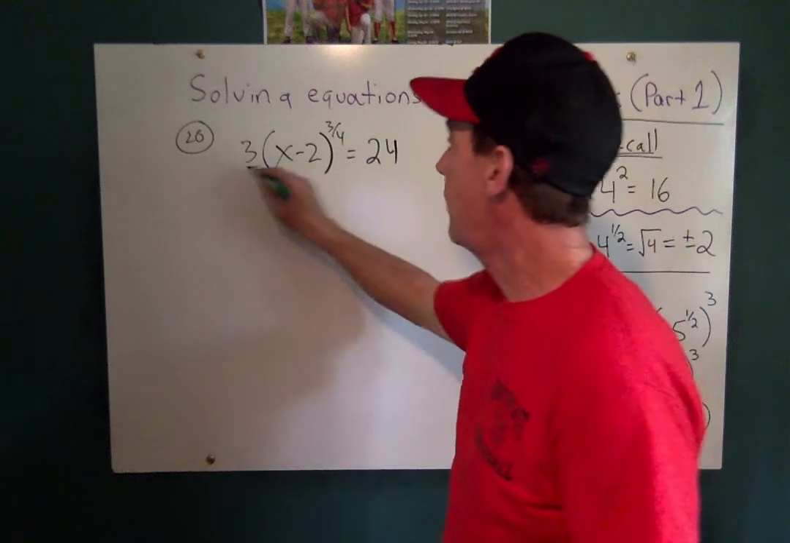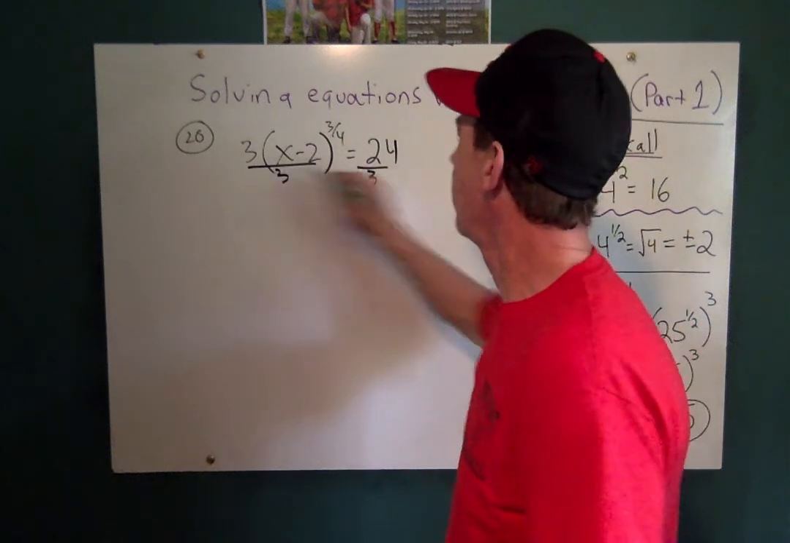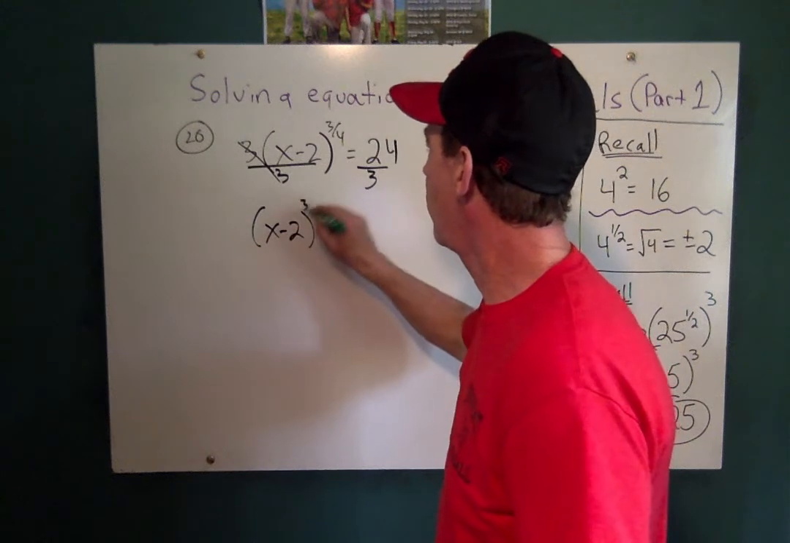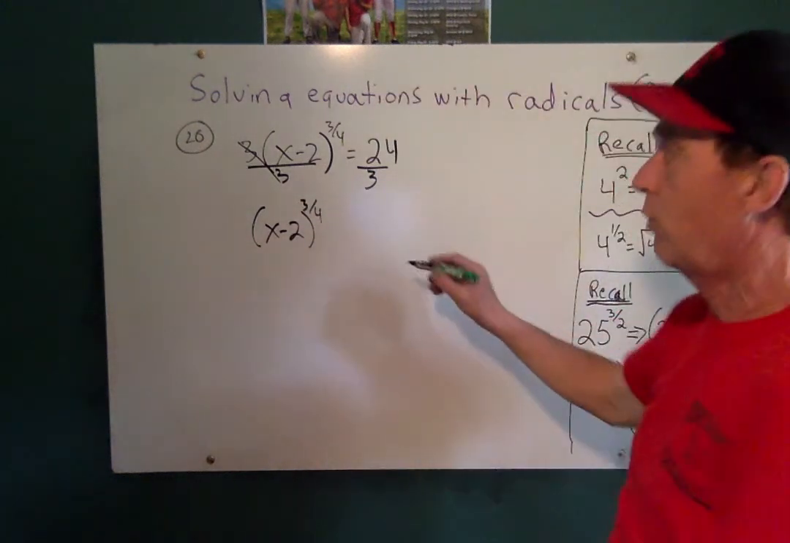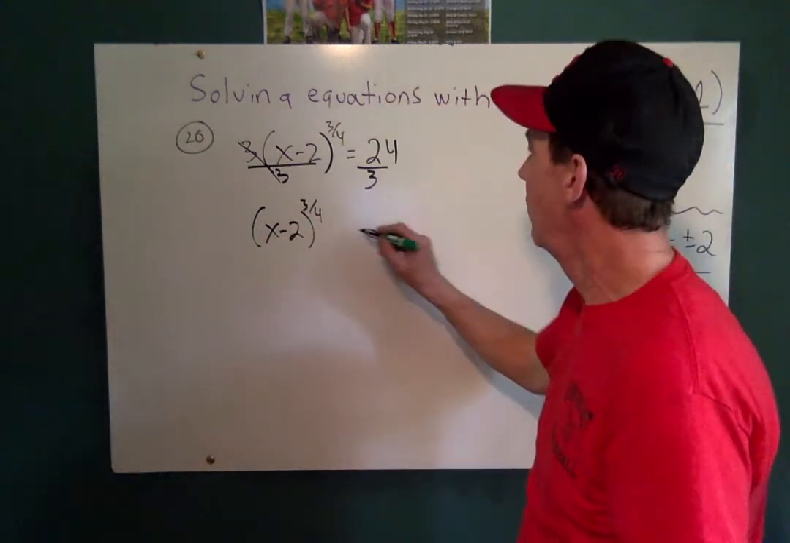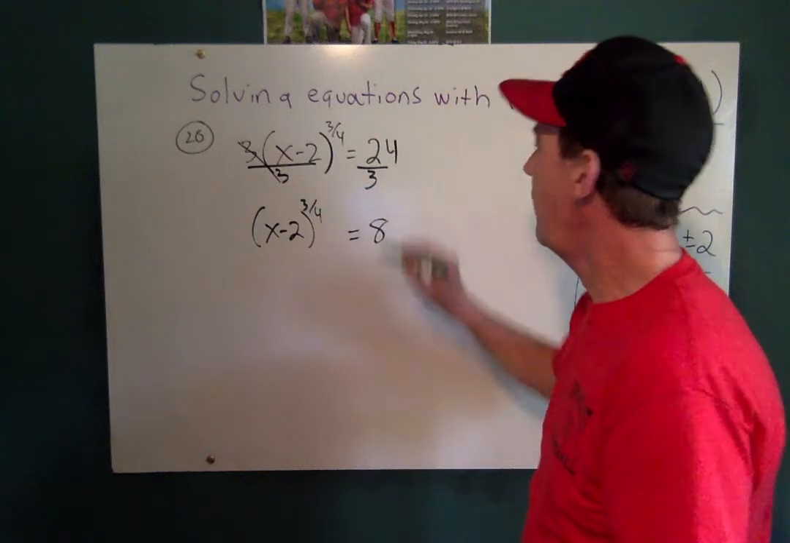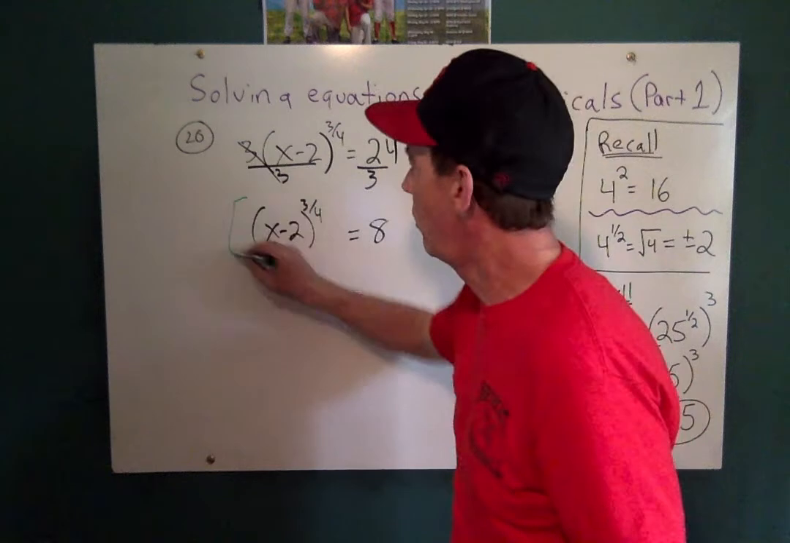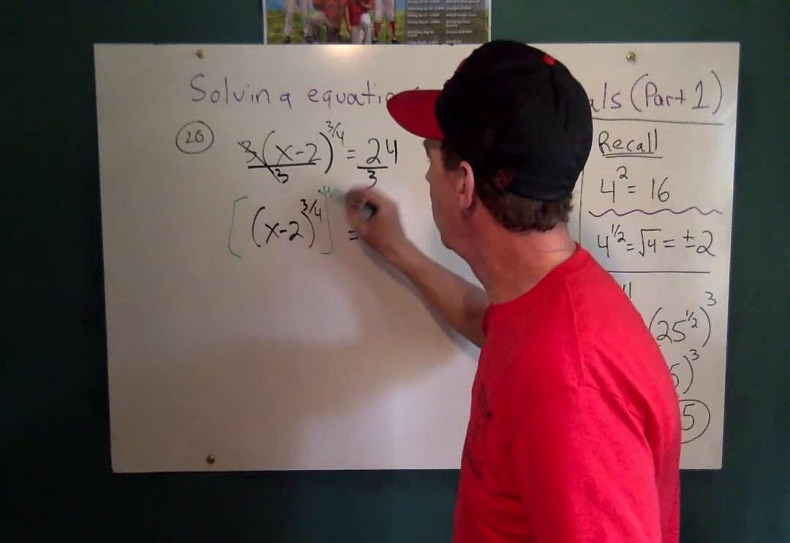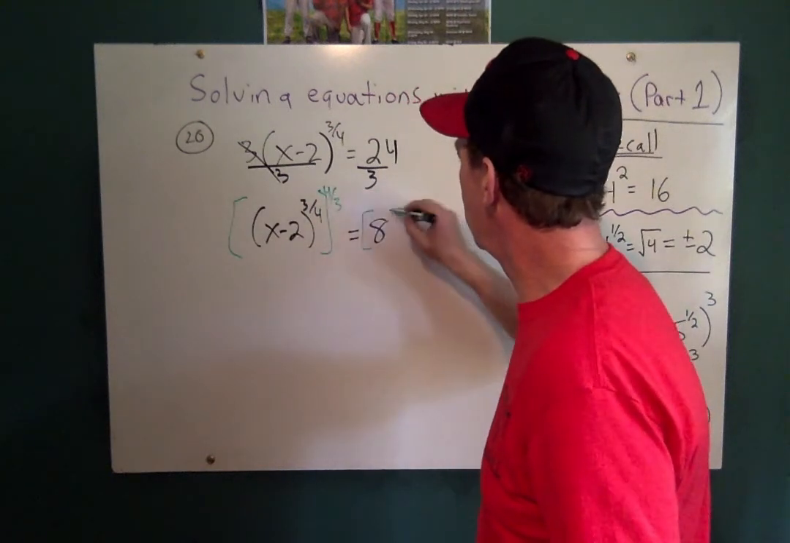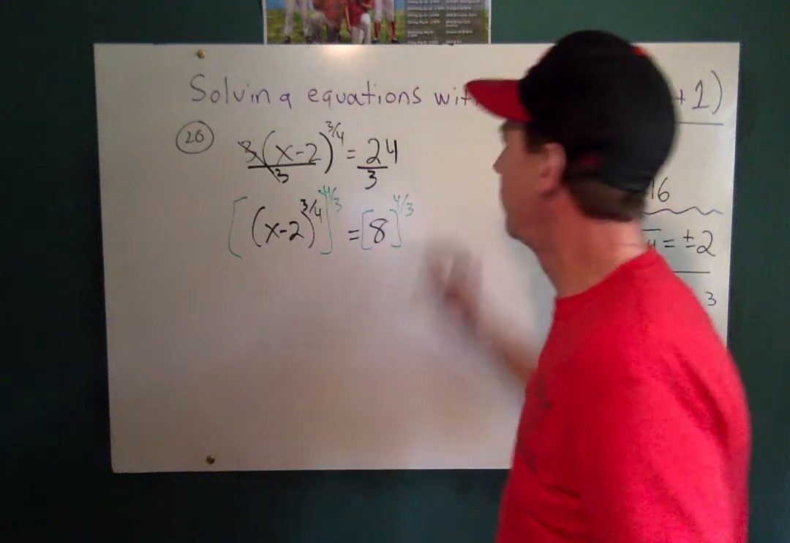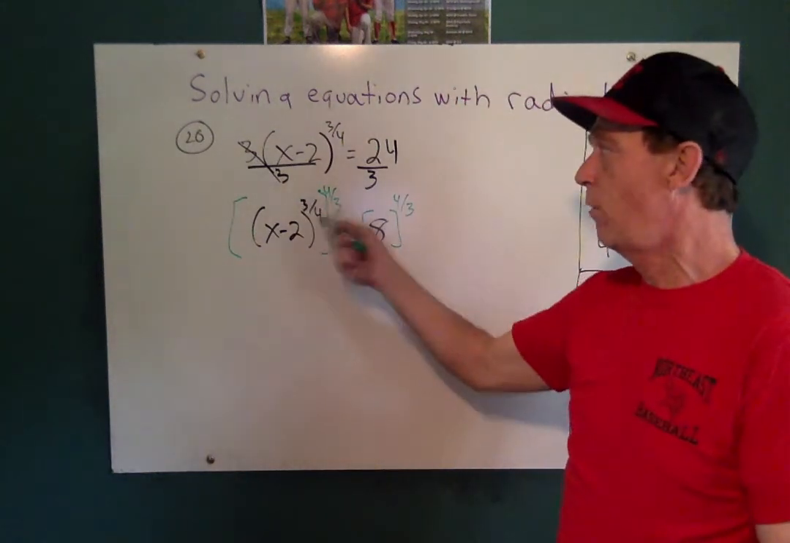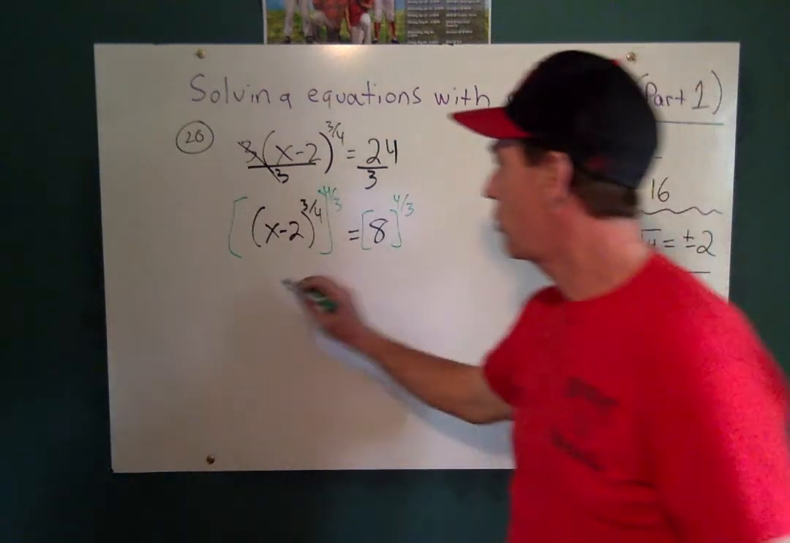Divide by 3 on both sides. X minus 2 to the 3/4. I'll leave a little bit of space because I'm going to need to raise it to the 4/3, is equal to 8. Then we raise this using the reciprocal. Okay, on this side we just have x minus 2, and that's 12/12, or the 1st power, which is just x minus 2.